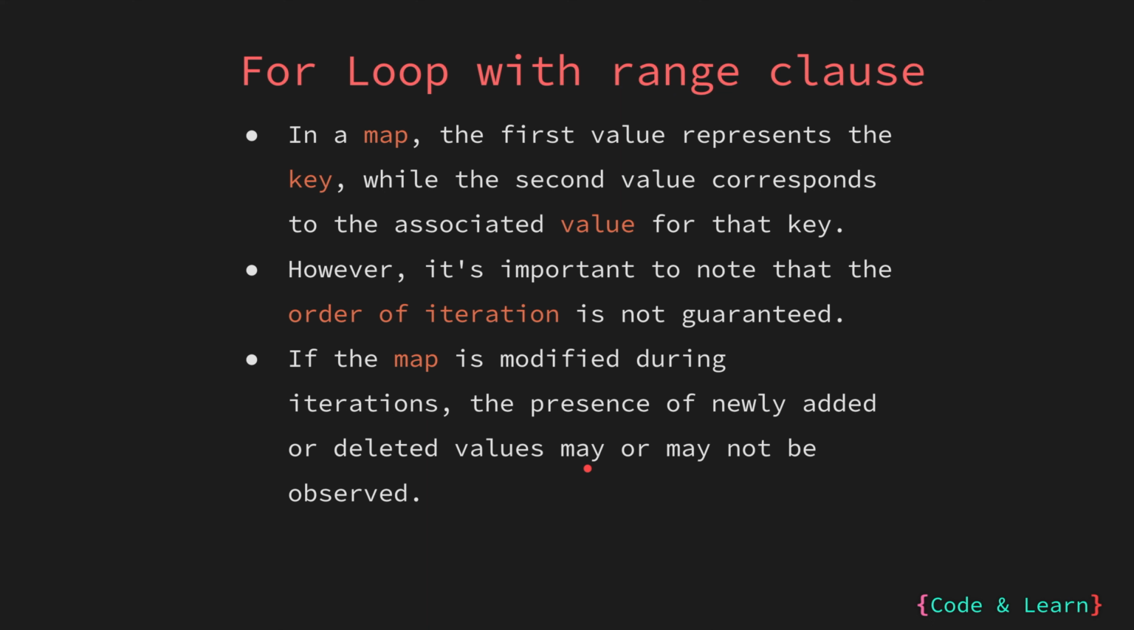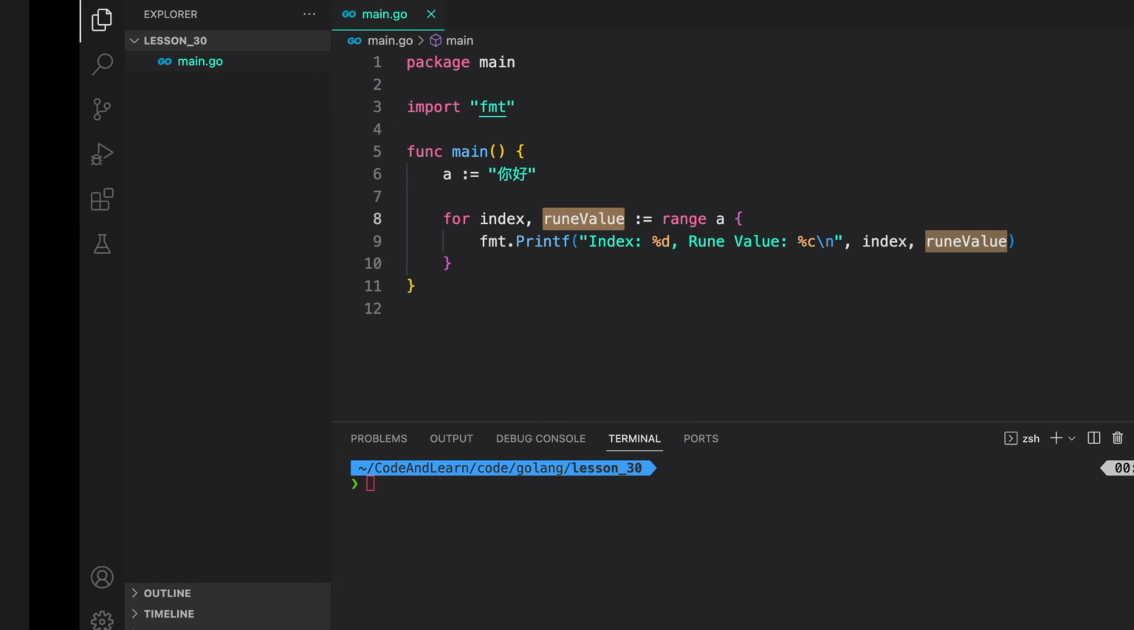Another thing to keep in mind is if you add or delete elements from a map while iterating over it, the behavior is not guaranteed. Some newly added or deleted elements may be observed while others might not. This is because the internal structure of a map may change during the iteration, which is also linked to the fact that Go doesn't iterate over maps in a fixed manner every time you loop over it.